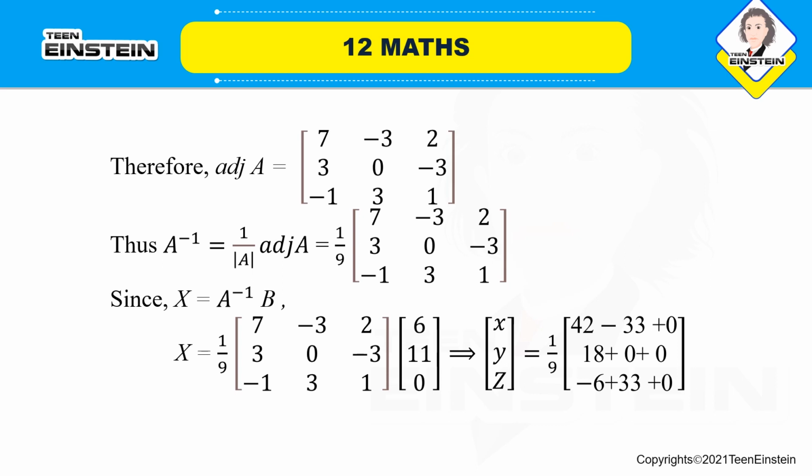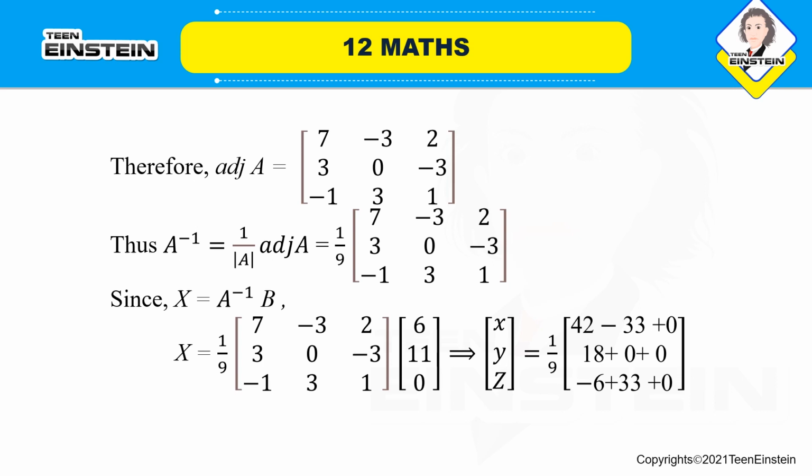What is the formula for x? We are solving it for x. So x equal to A inverse B. Therefore, x equal to A inverse, 1 by determinant A into adjoint A. So 1 by determinant A is 1 by 9. This is adjoint A: 7, minus 3, 2, 3, 0, minus 3, minus 1, 3, 1. So this is your adjoint matrix, right? And B is 6, 11, 0. So which implies what is X?